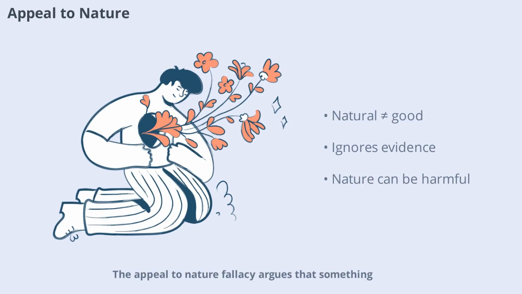Appeal to nature fallacy argues that something is good or right just because it's natural, or bad because it's unnatural. For example, natural remedies are always better than synthetic ones. Nature isn't always best. Many natural things can be harmful. It's important to evaluate ideas based on evidence, not just whether they're natural or artificial.